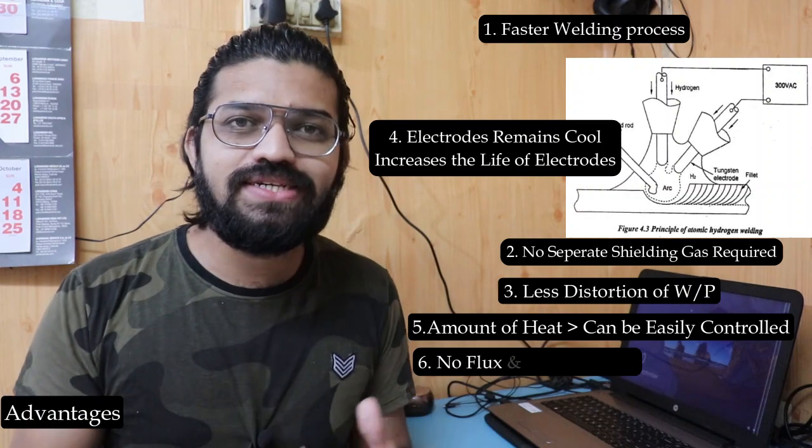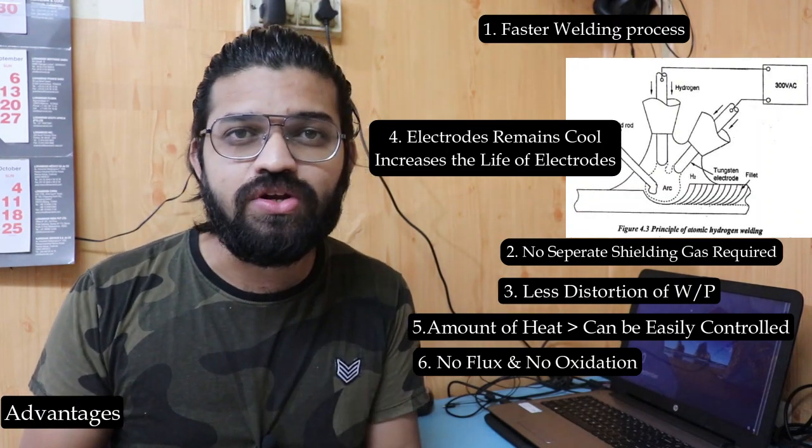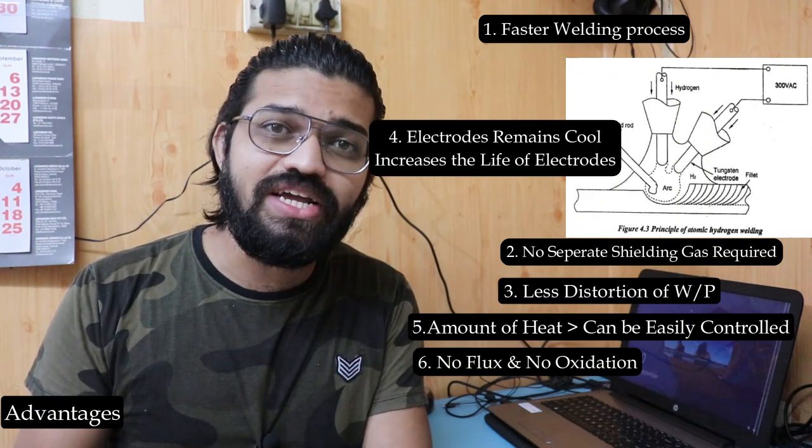Also guys, the alloys can be melted without any kind of fluxes and without any kind of oxidation, just because of the powerful atomic hydrogen welding process. So now let's talk about some of the disadvantages of the atomic hydrogen welding.